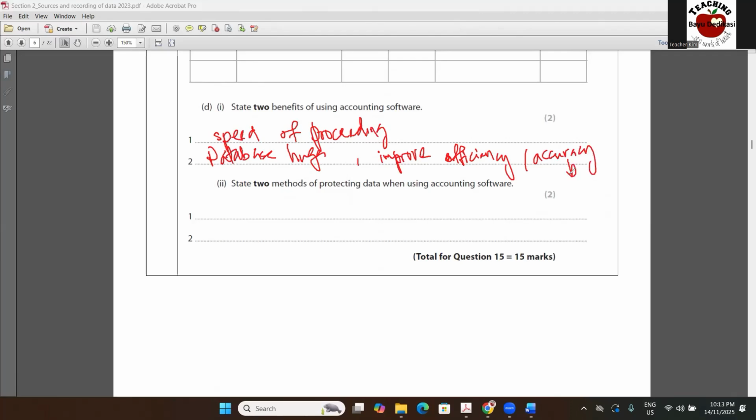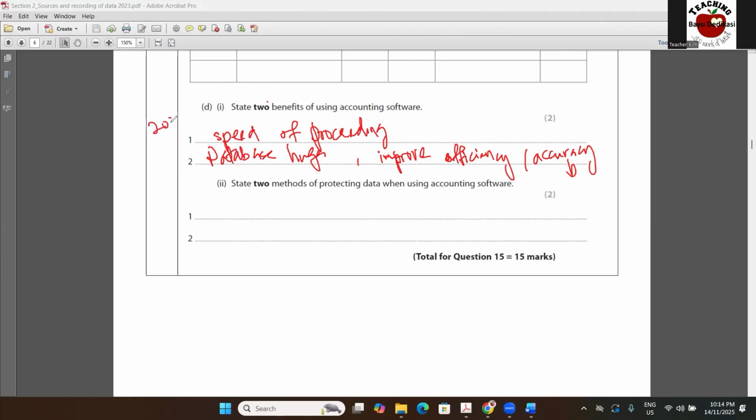How to be more accurate? Because when we set up the program of the accounting software, we will do the testing. Make sure there is no shortage of one debit or one credit. Everything must be in control. Okay, this is an example of the benefit of using the accounting software.